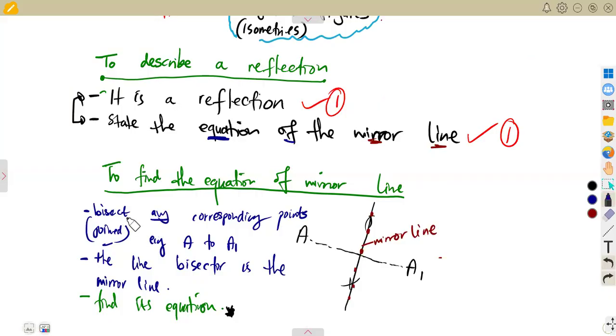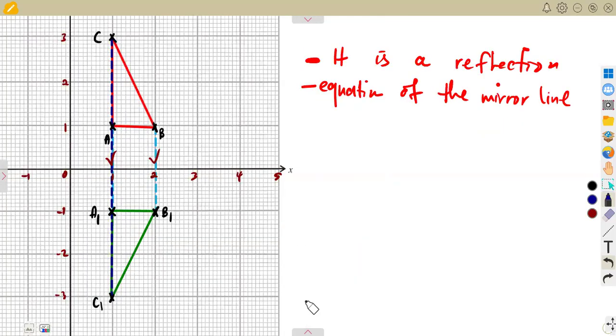So to have this mirror line, you bisect any corresponding points. Bisect, construction. We are back to construction. You bisect first. Then after bisecting, you determine the equation, because the line bisector represents what? The equation. So we are going to bisect, meaning to say, to bisect, guys, what is to bisect? To divide the line into two equal parts.